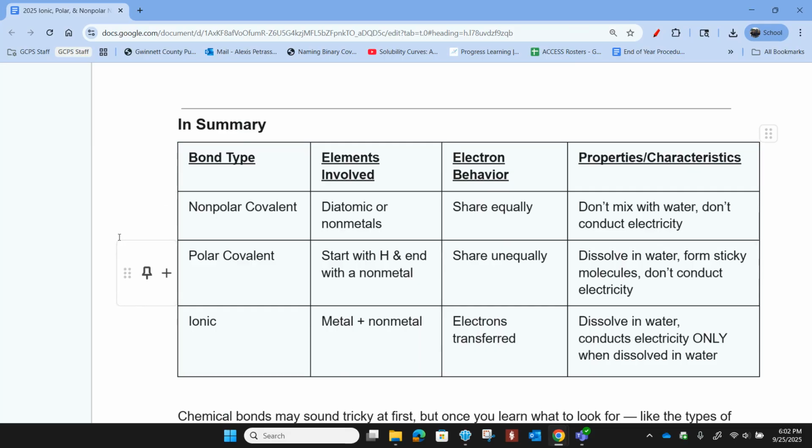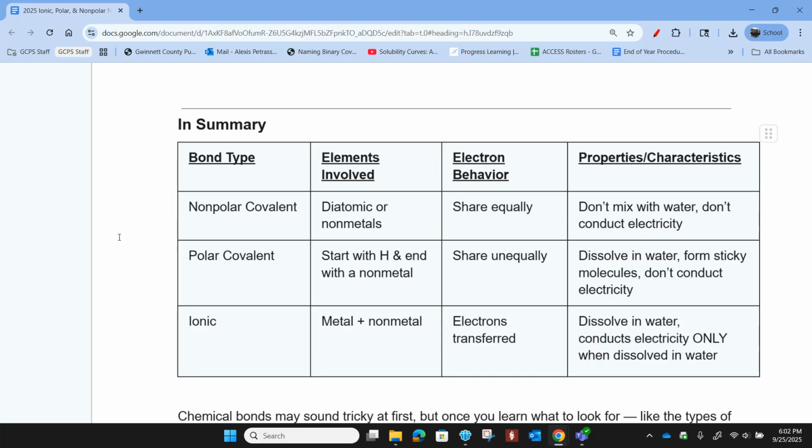Polar covalent, usually they start with a hydrogen, most of the time, and then they end with a nonmetal. So it's two nonmetals. They share electrons unequally. So one is more electronegative than the other. Dissolve in water, form sticky molecules, do not conduct electricity.